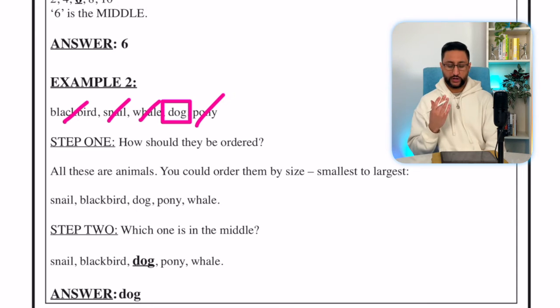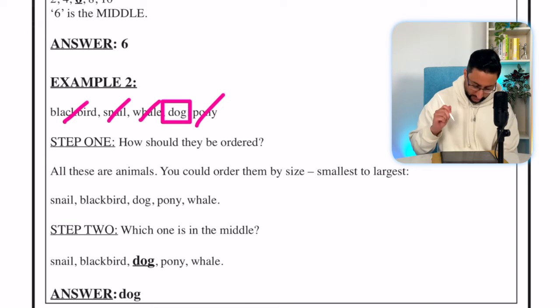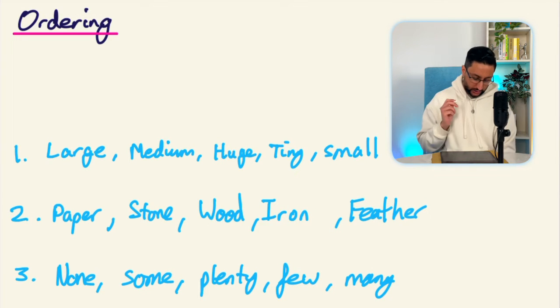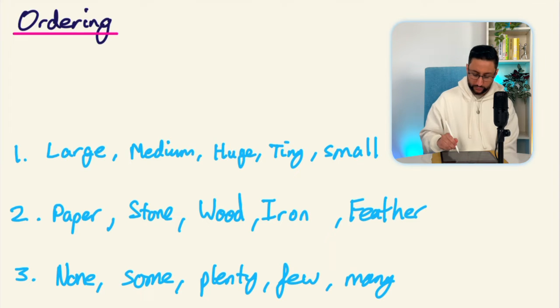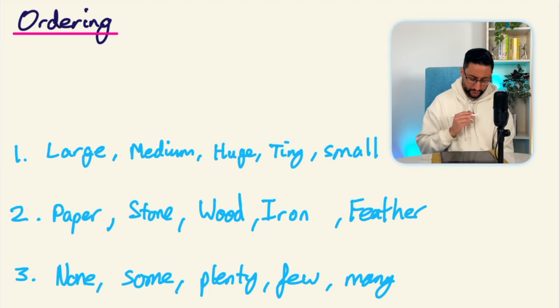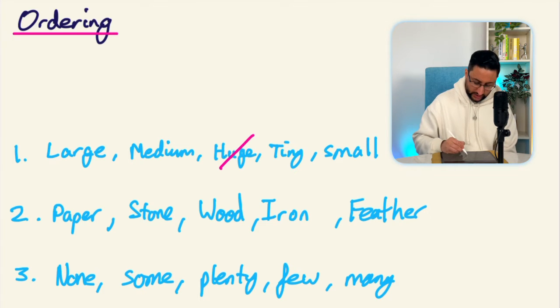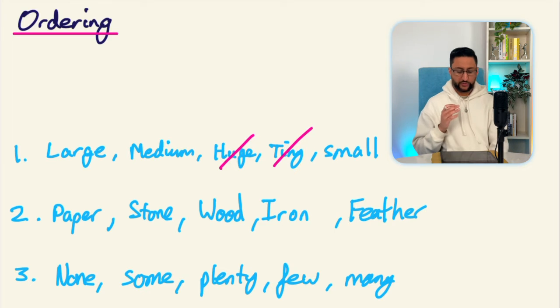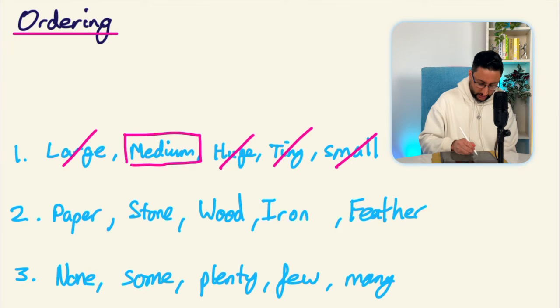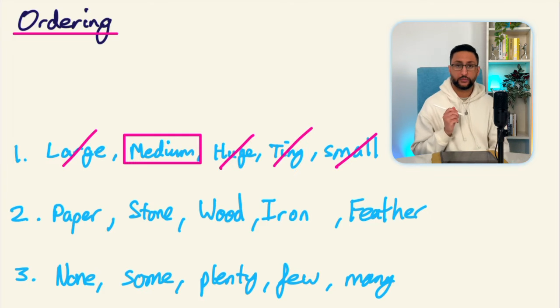So let's take a look at some questions we've designed for this particular video. Again, we're going to start off basic and we're going to get a little bit harder as we go along. Large, medium, huge, tiny, and small. Again, I'm going to use the same technique. I'm going to cross off the smallest and largest first. So I'm going to say huge is the biggest, tiny is the smallest. We're left with small, medium and large. Very obviously, small is small, large is the larger one, and medium, in this particular case, is your middle value.